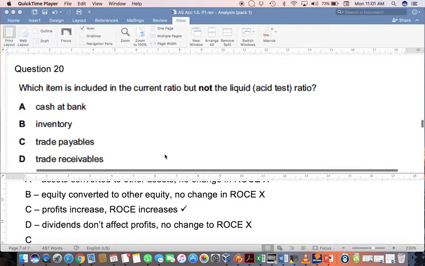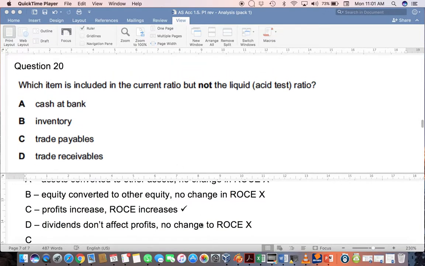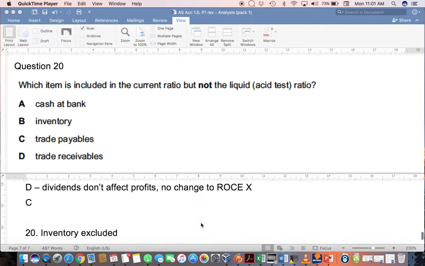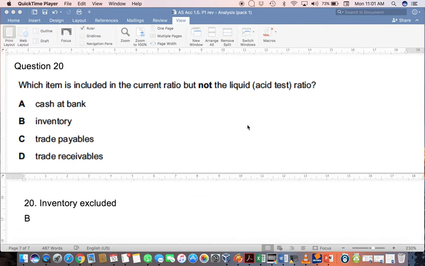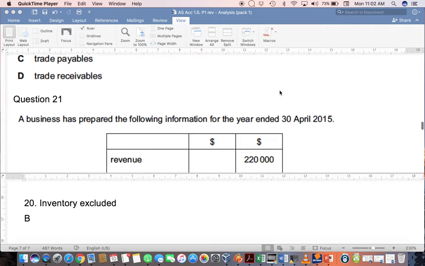Question 20. Which item is included in the current ratio but not the liquid or acid test ratio? This is such a nice, easy question, and by now you should be able to do this one with your eyes shut. Remember that the difference between these two ratios is just all your inventory. So immediately you will choose B as your answer, because the acid test ratio is the same as the current ratio, but inventory is excluded because it might not sell.